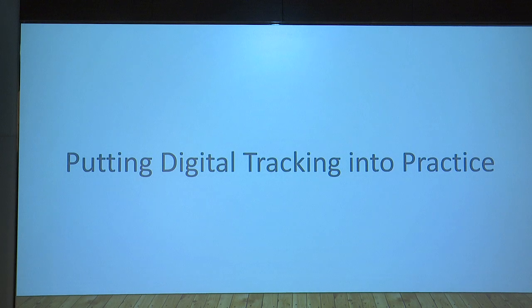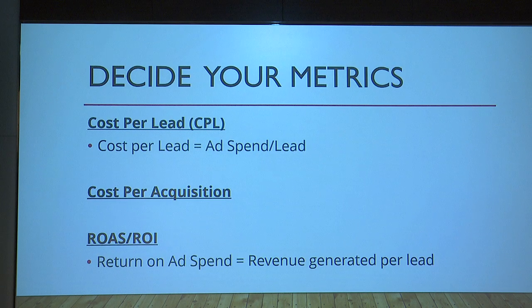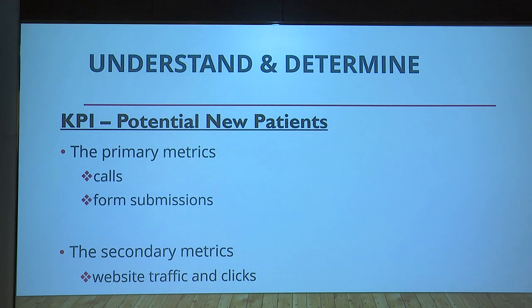So how do we put our digital tracking into practice? First, we need to decide our metrics. Most of us talk about the financial aspect of marketing. So first it will be cost per lead, that is how much you have spent in generating one lead. Second is the cost per acquisition, or CPA. And third is the ROAS or ROI, return on investment or return on ad spend. So basically, it is revenue generated per lead. For hospitals, it is new patients.